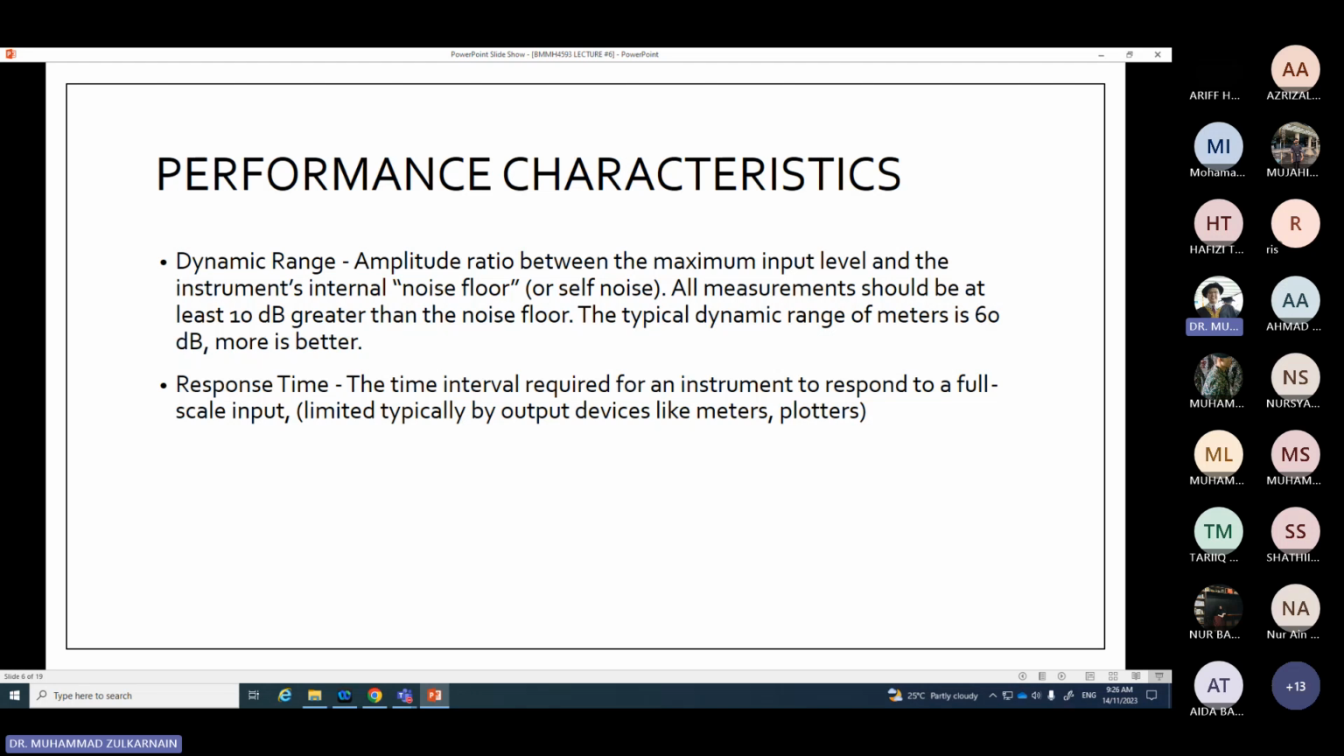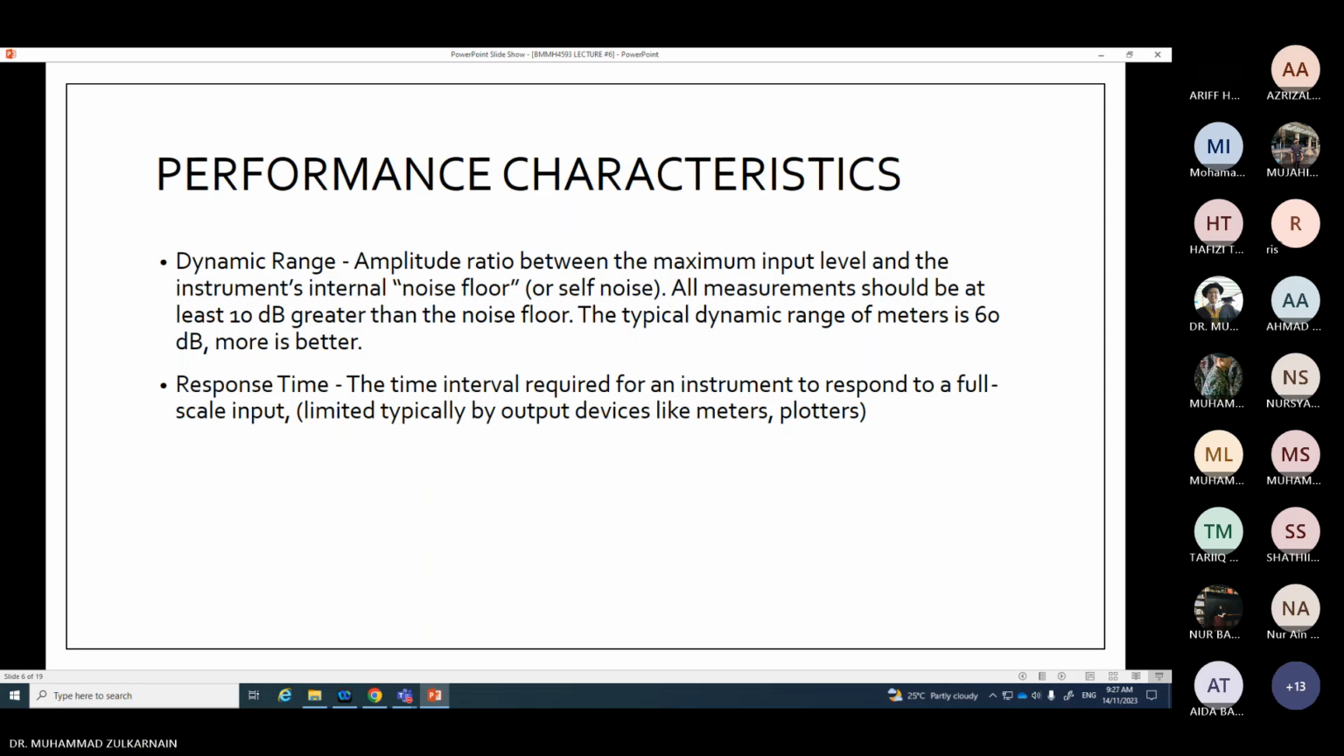So that's why, when we collect, the source needs to be greater than the noise floor. The typical dynamic range of a meter is 60 dB, more is better. It means that if we measure the noise floor in one space, it should not be more than 60 dB or 80 dB, because if it is more than that, we can consider it uncomfortable to the equipment.